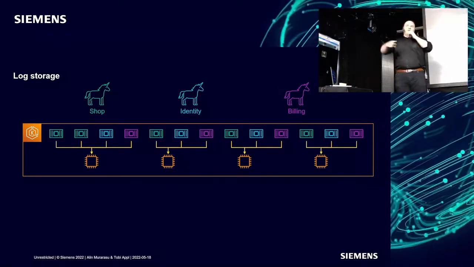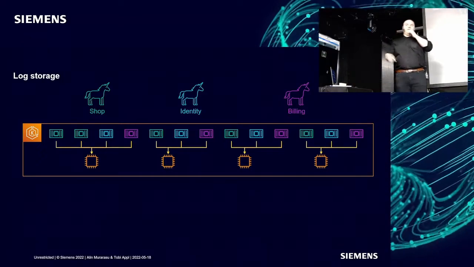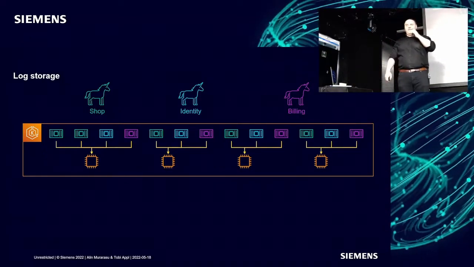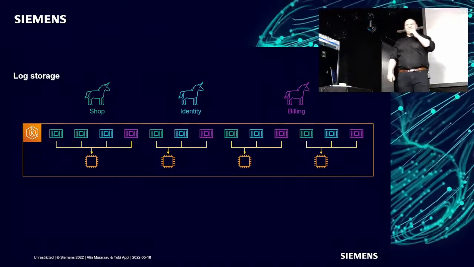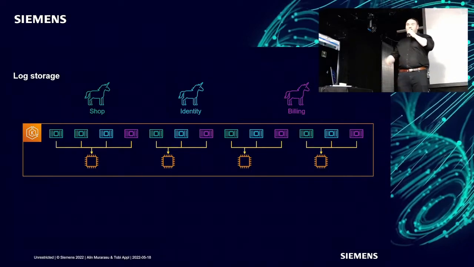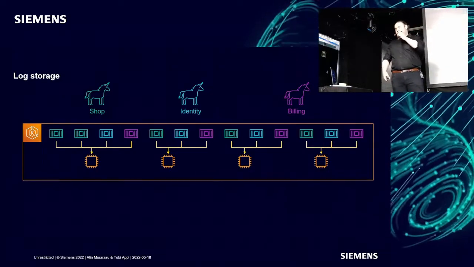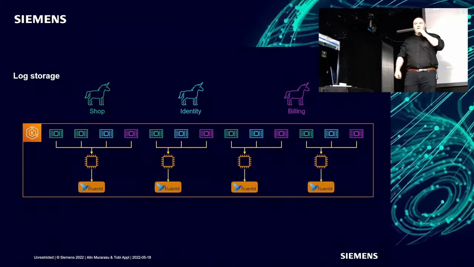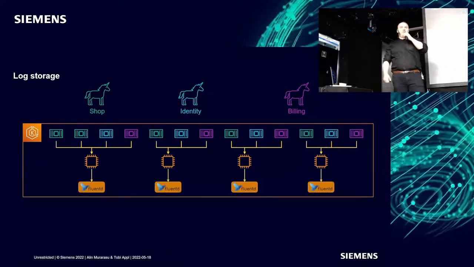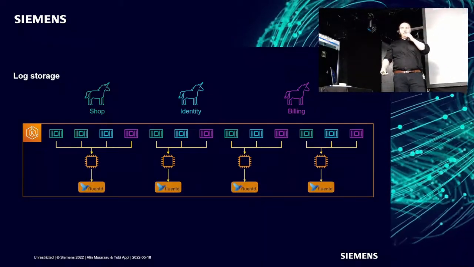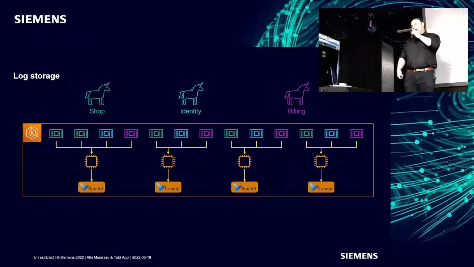We don't want to log into individual worker nodes and tail var log. That's not very nice. So we can have an additional log forwarder. In our case, we leverage a very nice open source log forwarder engine called FluentD, and FluentD integrates with a lot of things.